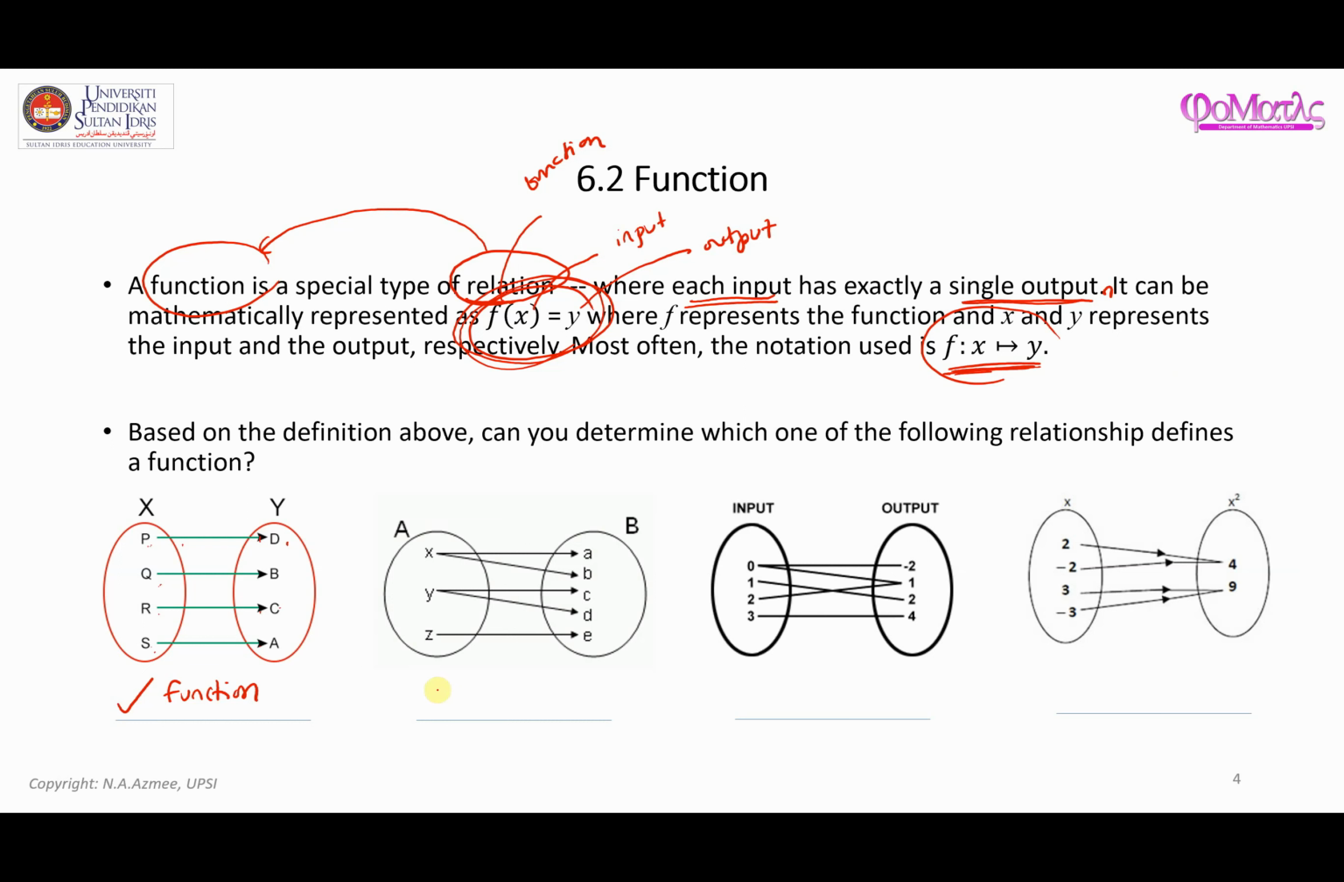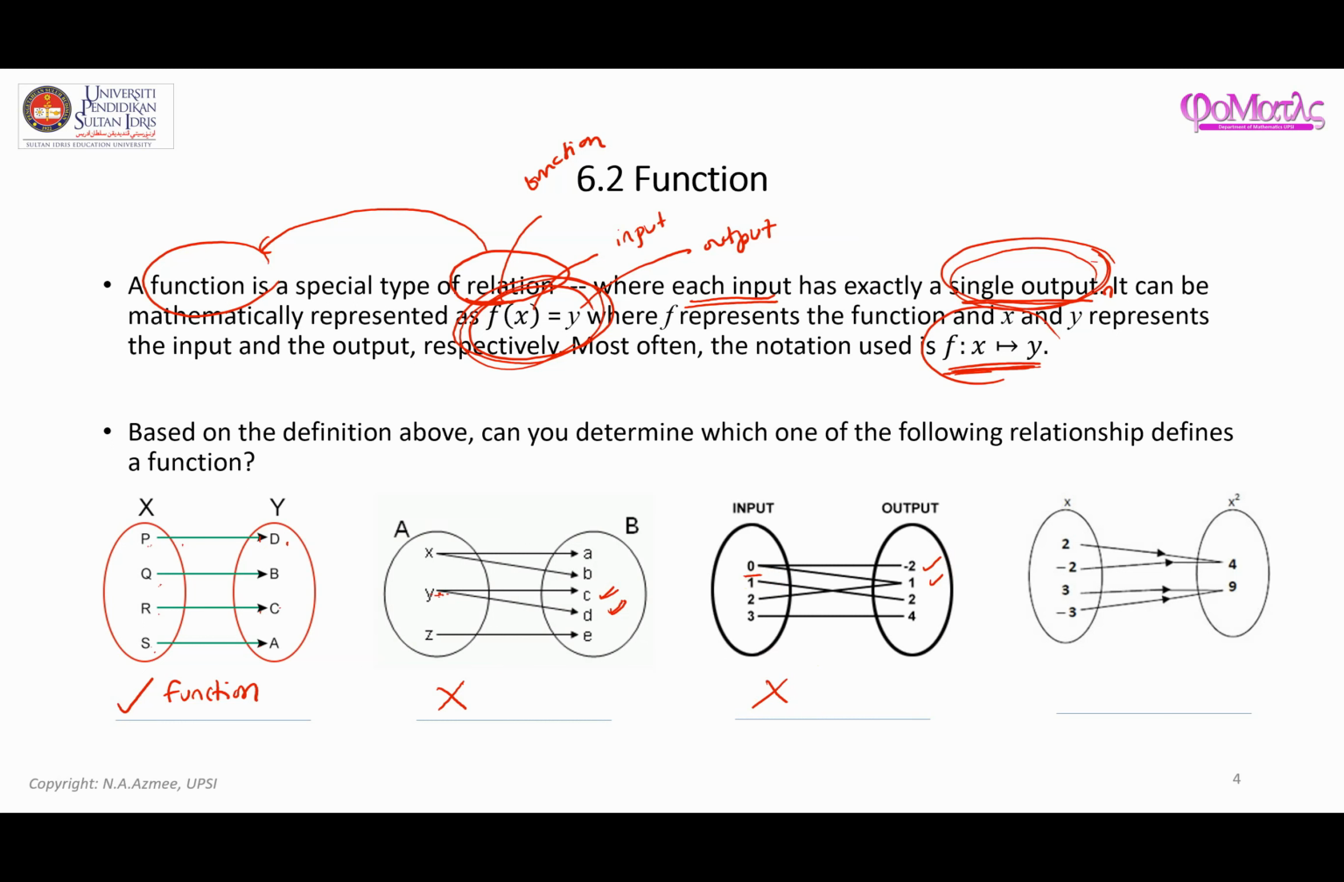Whereas for this one, this is not a function because you can see that Y here is the input. However, there are two outputs being assigned to it, so Y can be C or D, so it violates this statement where we only want to have one single output. The same thing for this one. This is not a function because, as you can see here, this is your input 0 and the output given here is either -2 or 1.